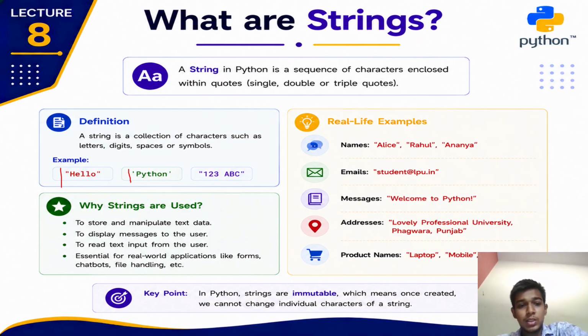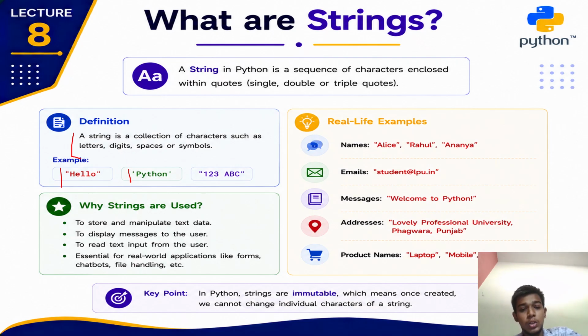Now let's look at the definition. You can read the definition. First, read the definition yourself. A string is a collection of characters such as letters, digits, spaces, or symbols. So, a string is a collection of characters. Each character can be a letter, number, space, or any special symbol.